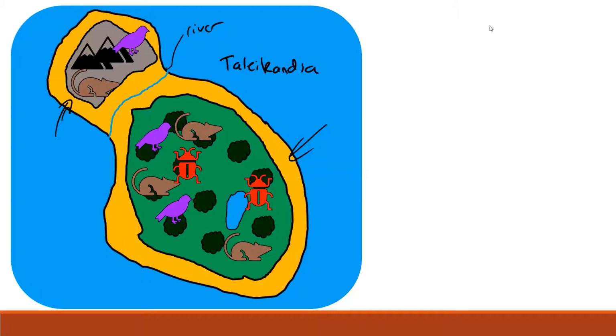Now, over time, what happens to Talicandia is we actually end up with a bit of a situation. This river is slowly going to carve its way through the surface of the rock, and we're actually going to have this situation show up. We're going to focus on this mouse. Now, the mice here are in all of the different parts of the island, so we're going to see what happens to these mice over time.